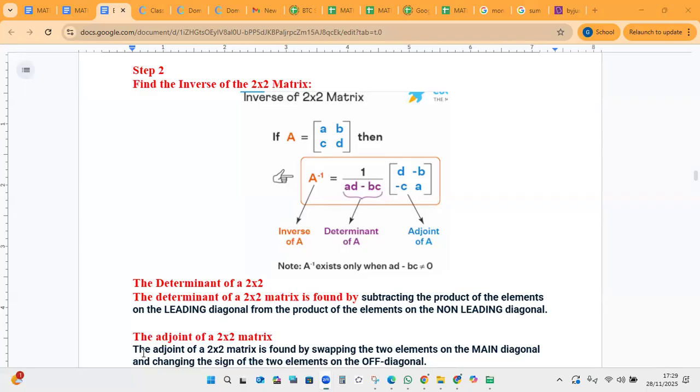it says the adjoint of a 2 by 2 is formed by swapping the position of the two elements in the main diagonal and changing the sign of the two elements on the off diagonal. Okay. So we need to find the inverse of a 2 by 2, and that's how we do that.